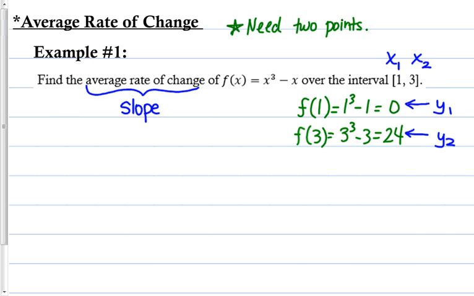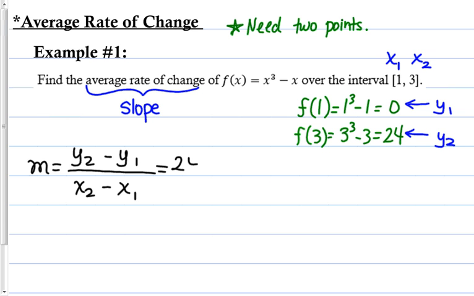So now I do have 2 points. So I'm going to go ahead and find slope. So slope, if you recall, is y2 minus y1 over x2 minus x1. So I'm going to plug in what I have. y2 is 24, y1 is 0, x2 is 3, and x1 is 1. So 24 minus 0 is 24, 3 minus 1 is 2. So the average rate of change, or the slope, from 1 to 3 is 12. And this is the normal stuff we're used to.